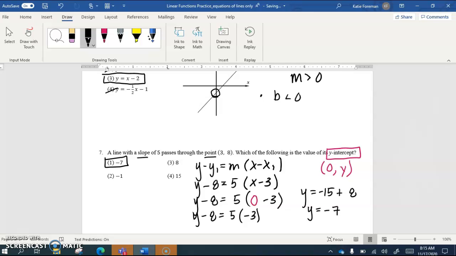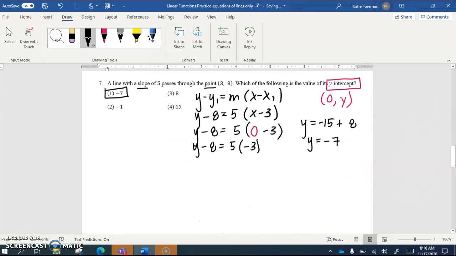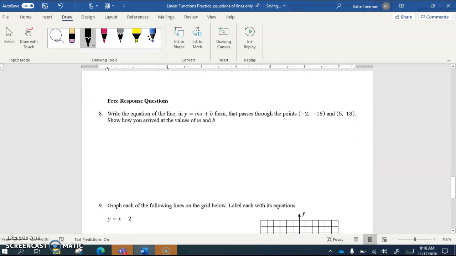So writing equations of lines, it's all about being able to look at the given information, which of my 3 equations make sense to write, and then whatever other given information I have, I would use that. Okay, write the equation of a line. Now it's telling us to write it in slope-intercept form that passes through the given points. Show how you arrived at the values of m and b.